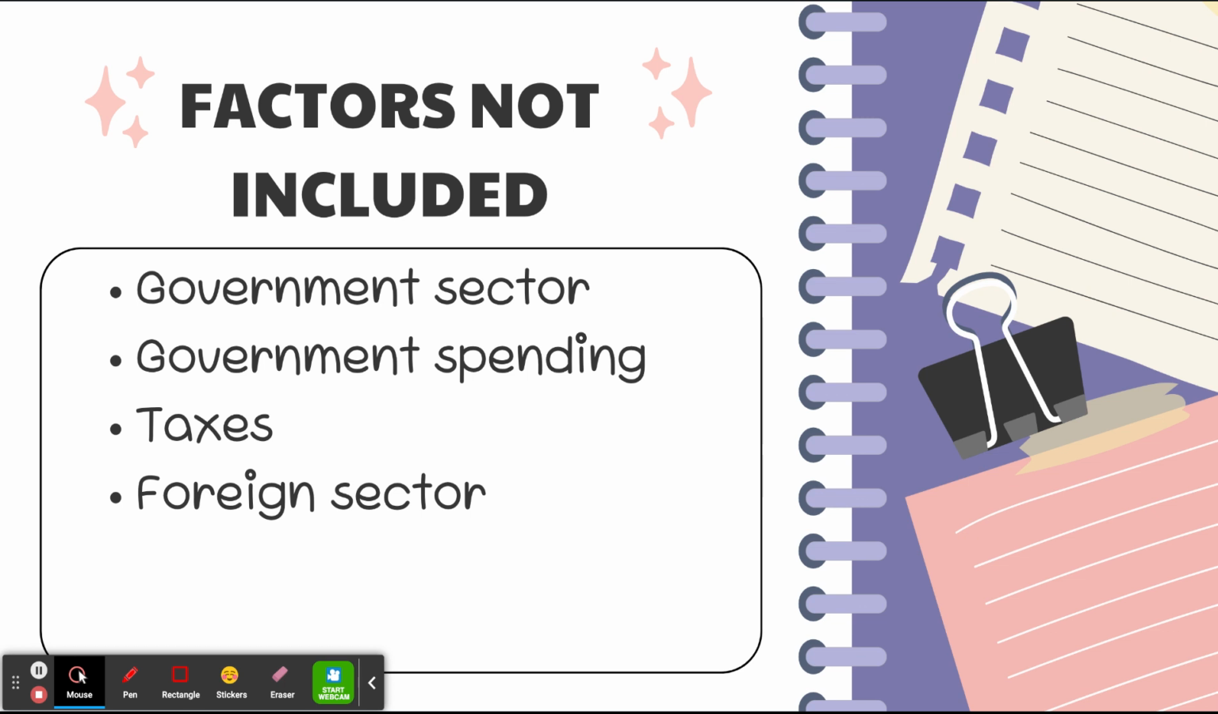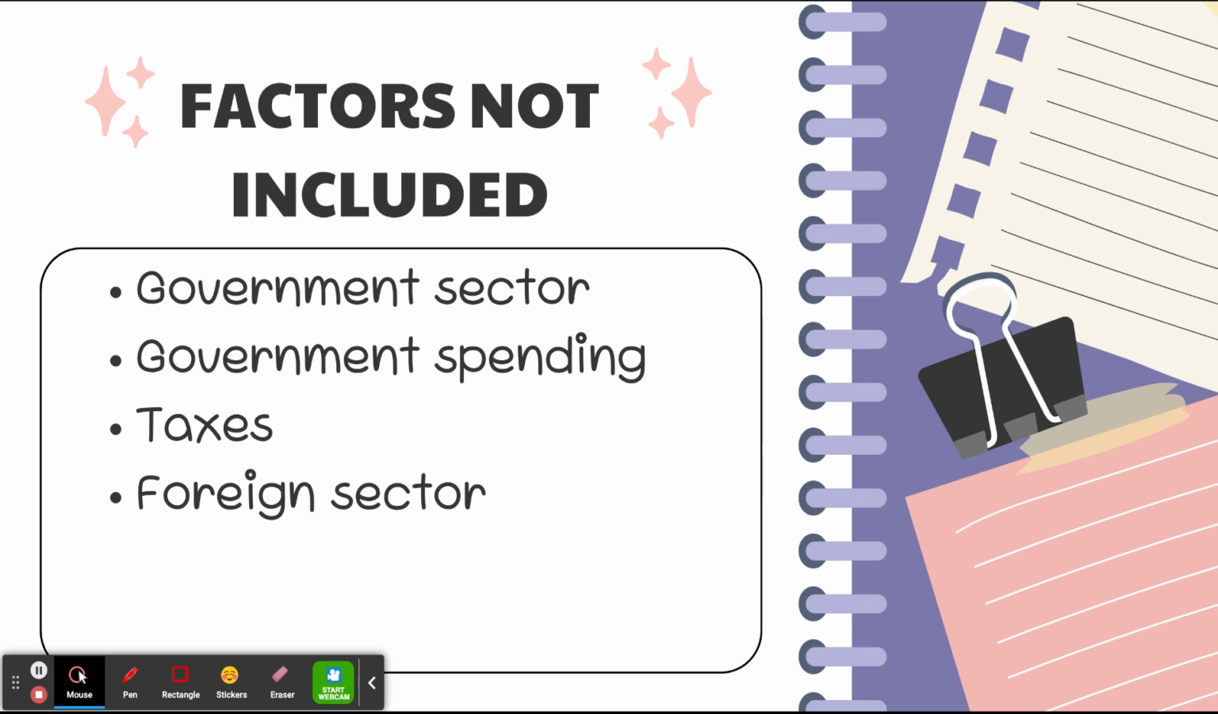The second one is government spending. So one of the roles of a government is to spend money out of usually taxpayer dollars in order to provide for the common good. So these are things like roads or public parks or things like that. This is not accounted for within this model at all. So this is a separate topic that we'll cover later on in the school year.